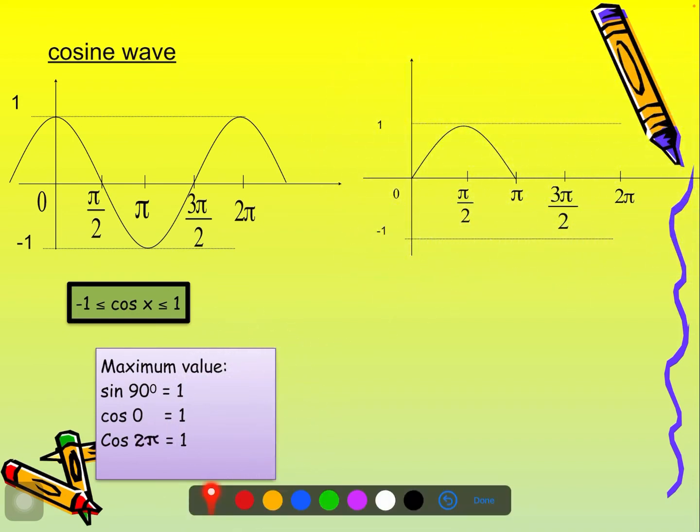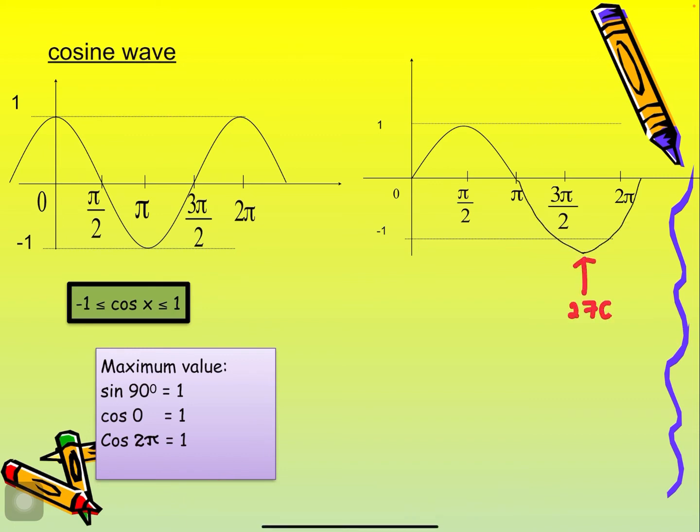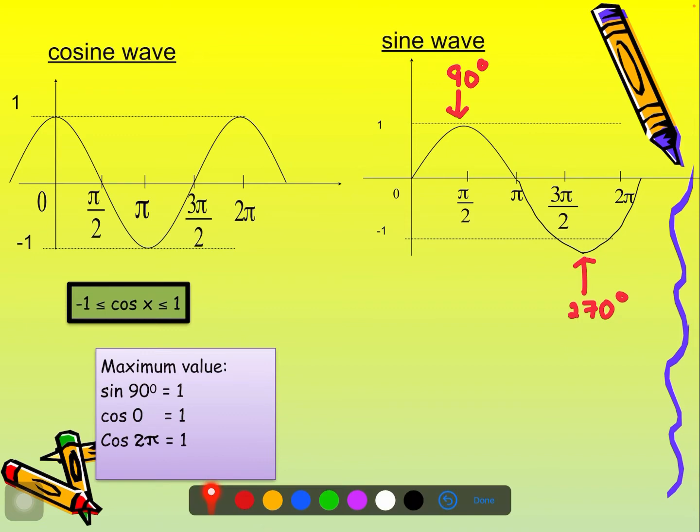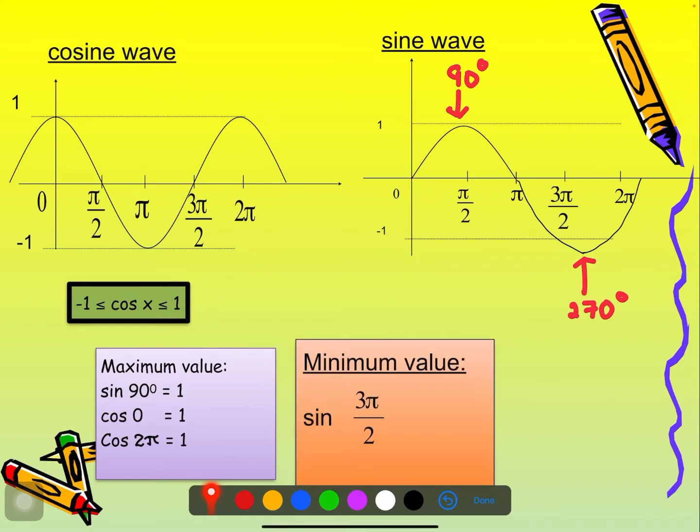Now we can have the cosine and sine waves together. The maximum value for sine 90 is 1. Sine 90 here is 1. Cos 0 is 1, and this is the maximum value. Cos 2 pi is also 1. For the minimum value, we have sine 3 pi over 2, so at 3 pi over 2 we have minus 1. And cos pi is minus 1, which gives us the minimum value.